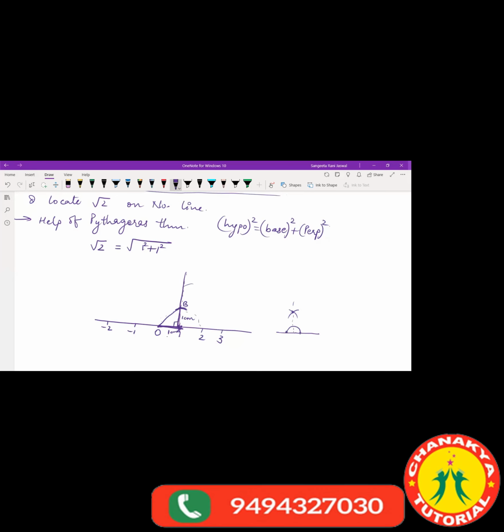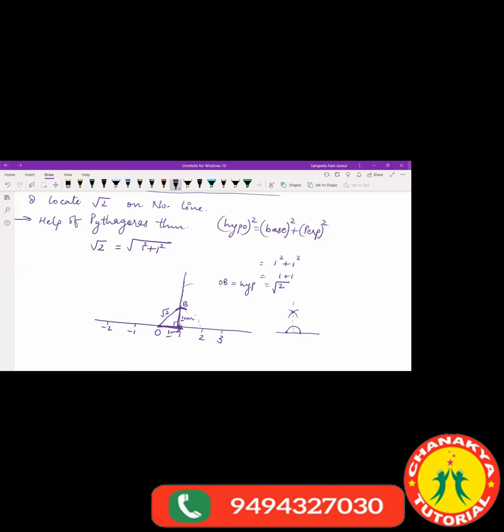Here you have got one base as 1 centimeter, your height is 1 centimeter, and the hypotenuse that you're getting is √2. By the Pythagoras theorem, 1 square plus 1 square is equal to 1 plus 1, which is equal to 2. So your hypotenuse is √2. So you got this hypotenuse OB as √2. Got it?